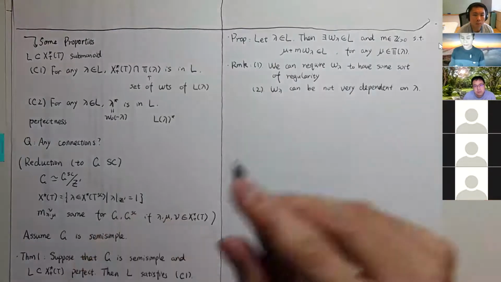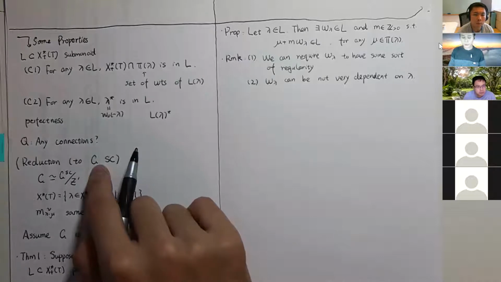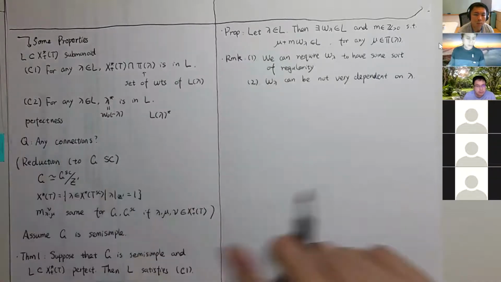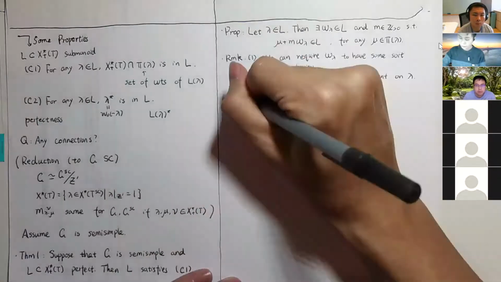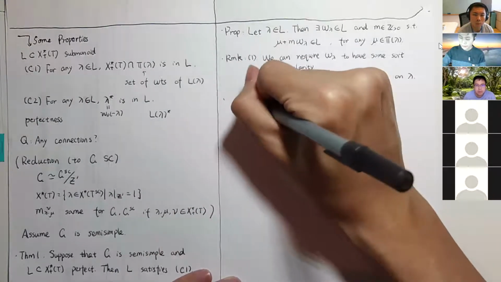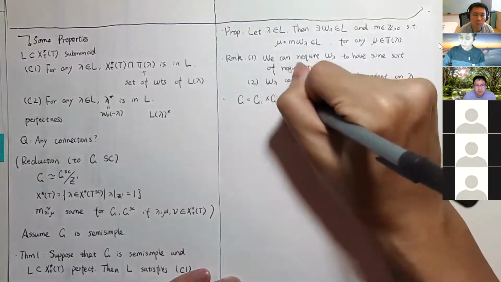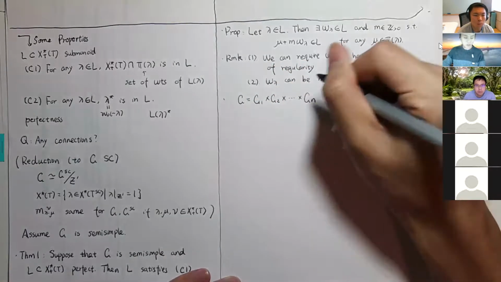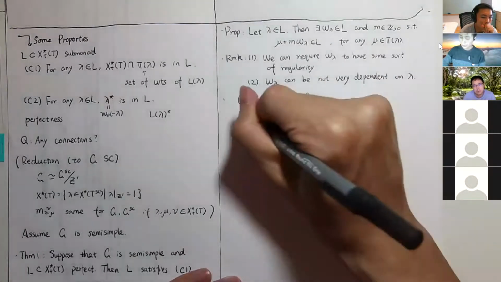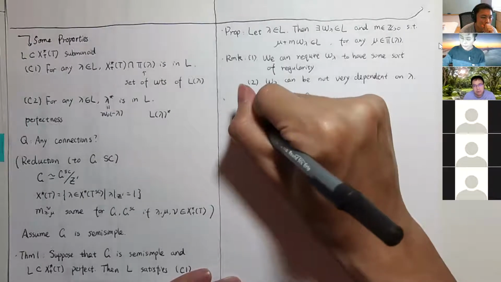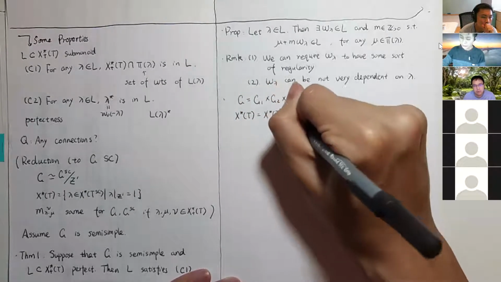So actually, as we assumed G is semi-simple and we already reduced the whole part to the case when G is simply connected, for this G, we can write it as a product G1, G2, until Gn, where each Gi is simply connected and simple. So we can also write the weight lattice and the root lattice as a direct sum.